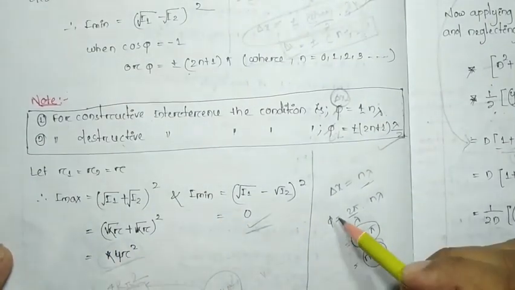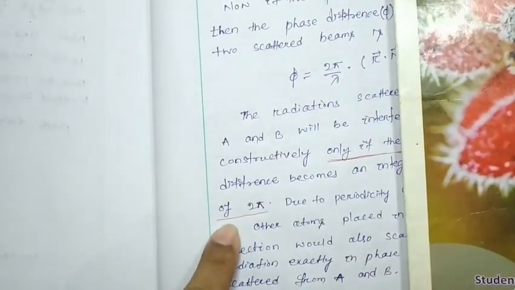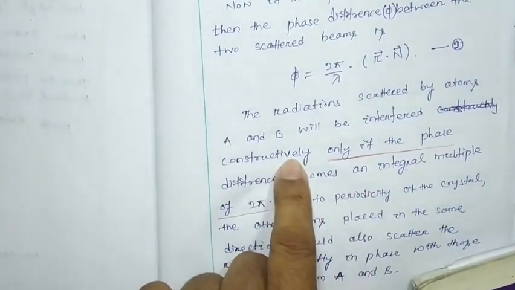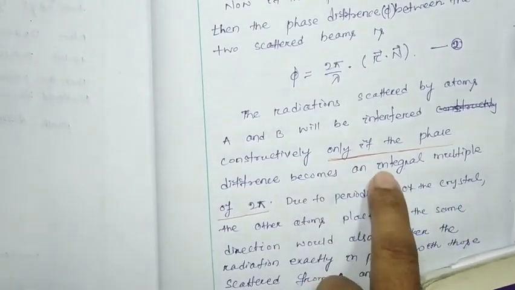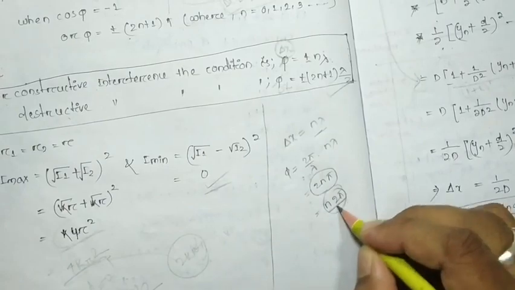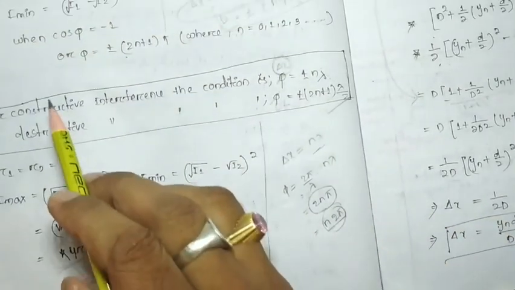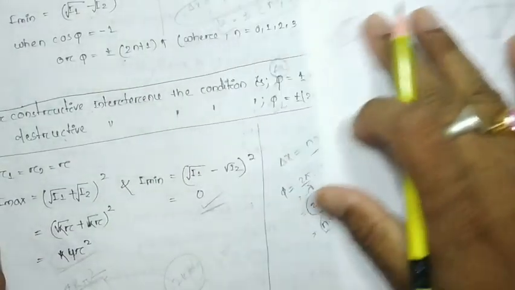So if the phase difference is n times 2 pi, whatever I have written over here in your notes, that is constructive interference only if the phase difference becomes an integral multiple of 2 pi. We have also studied the same. This integral multiple of 2 pi is the condition for constructive interference that we studied in our last semesters.